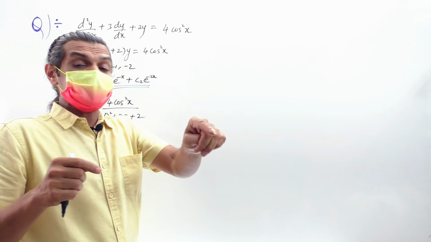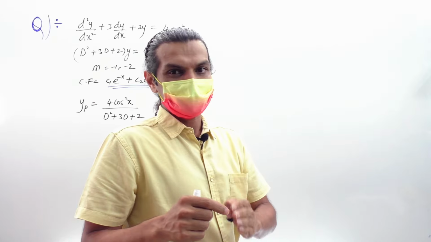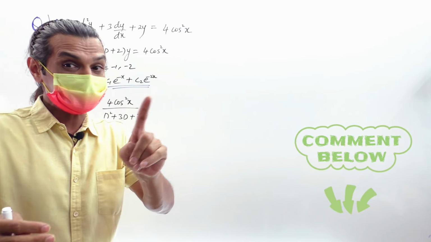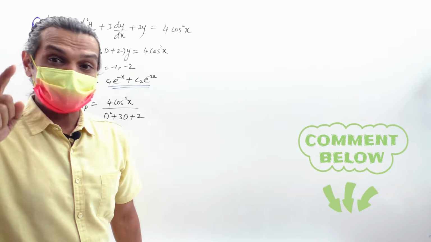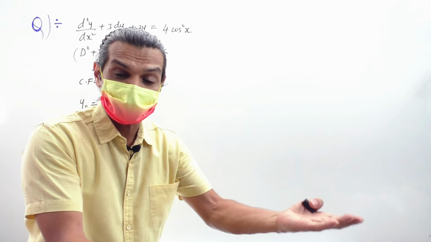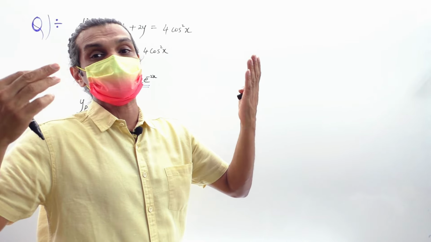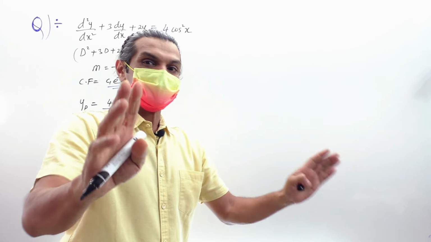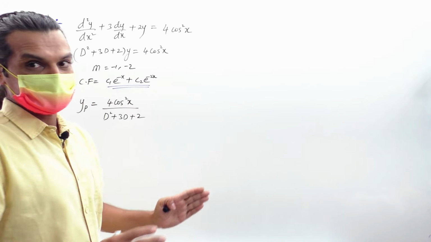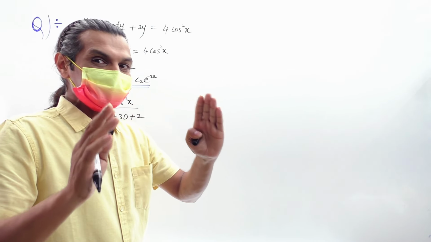So that means they have given 4 cos square. If it was only sin ax or cos ax, then replace d square by minus a square. But it's not, it's cos square. So it's not 100% type 2. To make it type 2, you have to use the identity: cos square x is equal to 1 plus cos 2x by 2. Please listen here, be attentive and practice with me. If you don't practice, you will again forget.